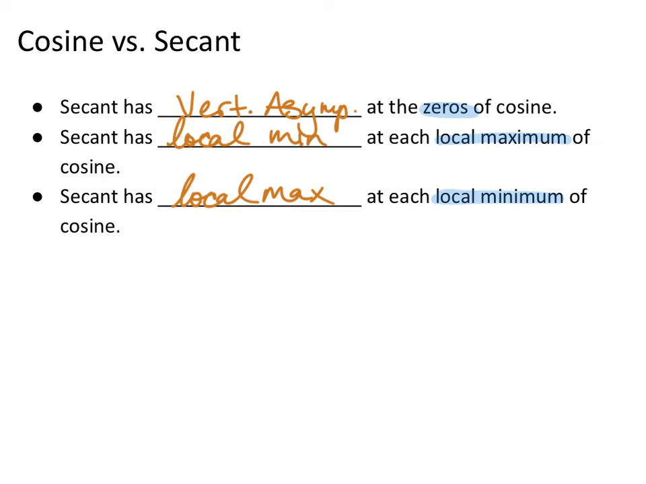Now secant, again, is very similar to what we just talked about with sine and cosecant. So cosine and secant are related. Secant has vertical asymptotes everywhere that zeros of cosine exist. Secant has a local minimum at each local maximum of cosine, and secant has local maximums at each local minimum, which again you can verify on the graph that we put in our notes.